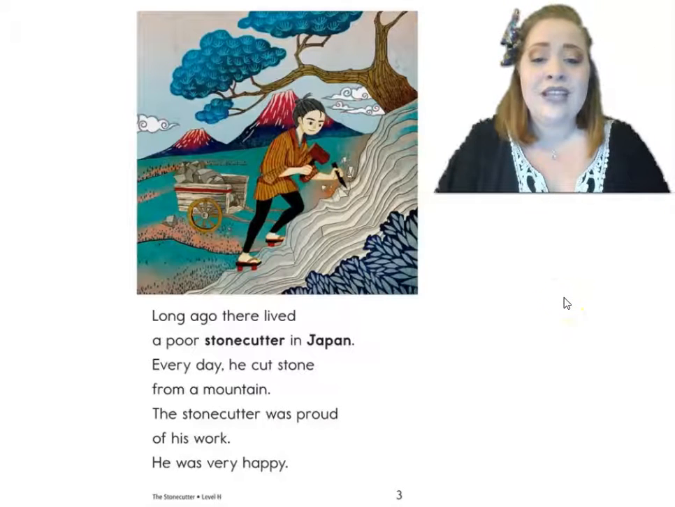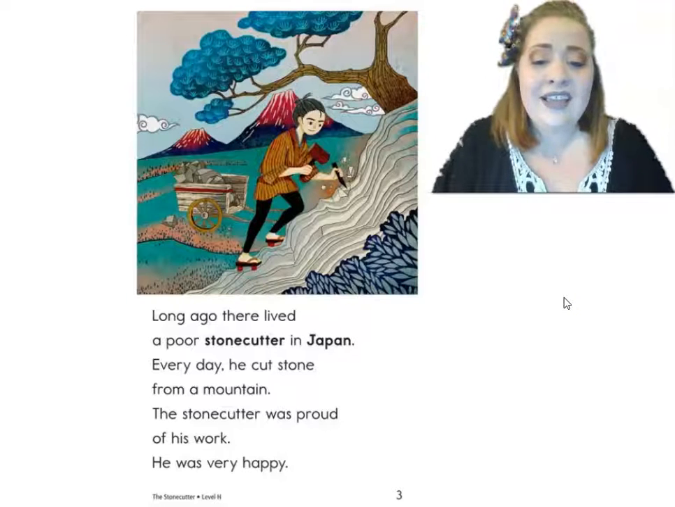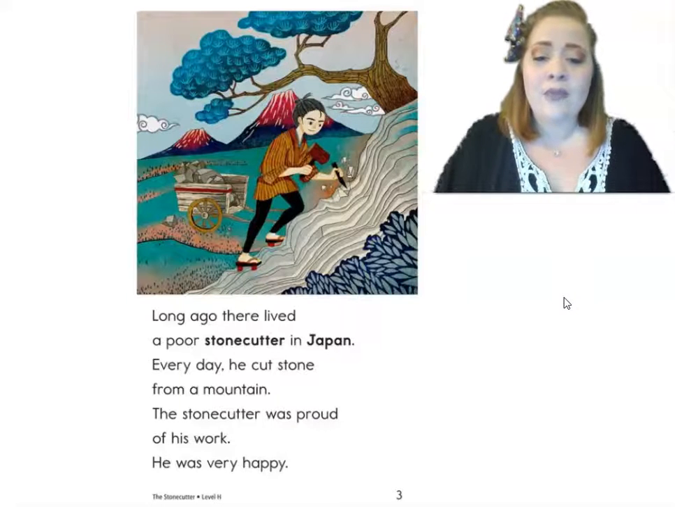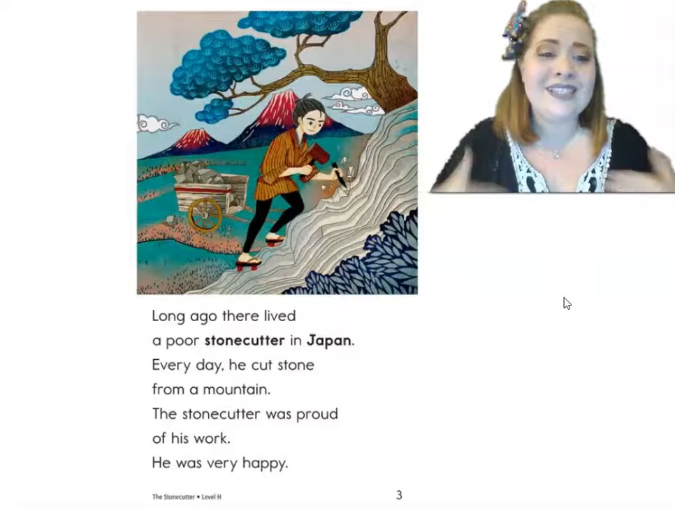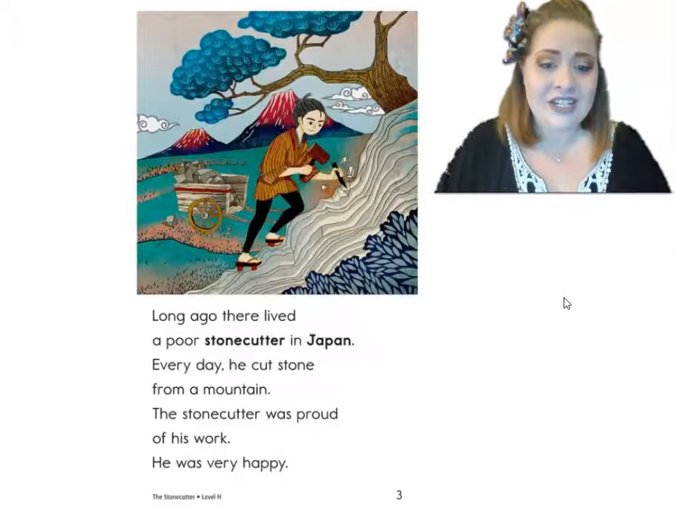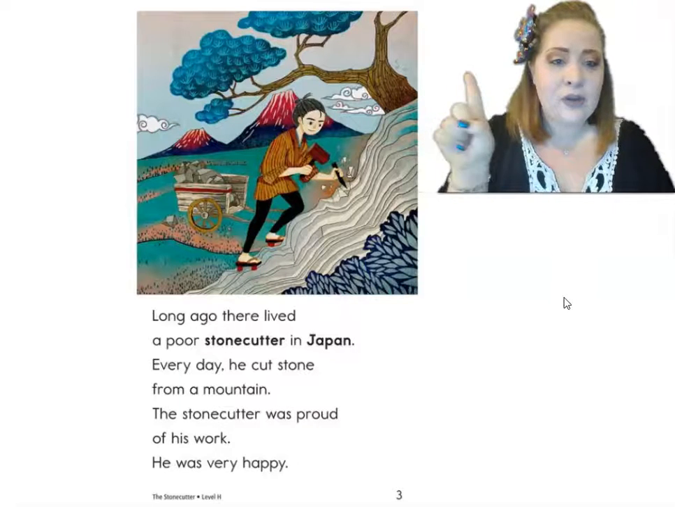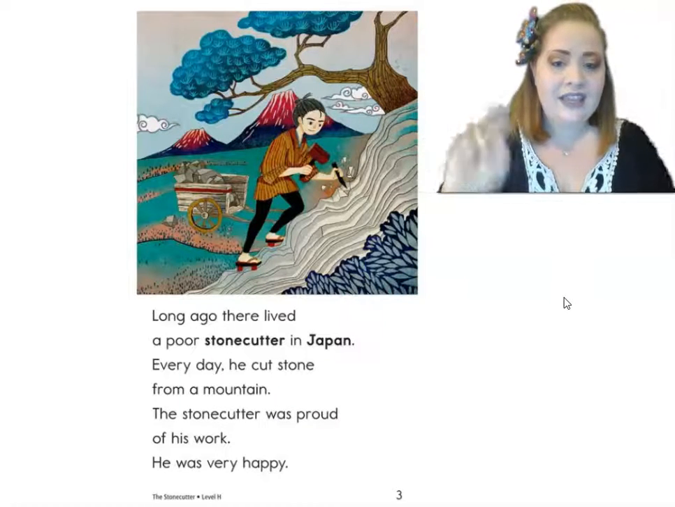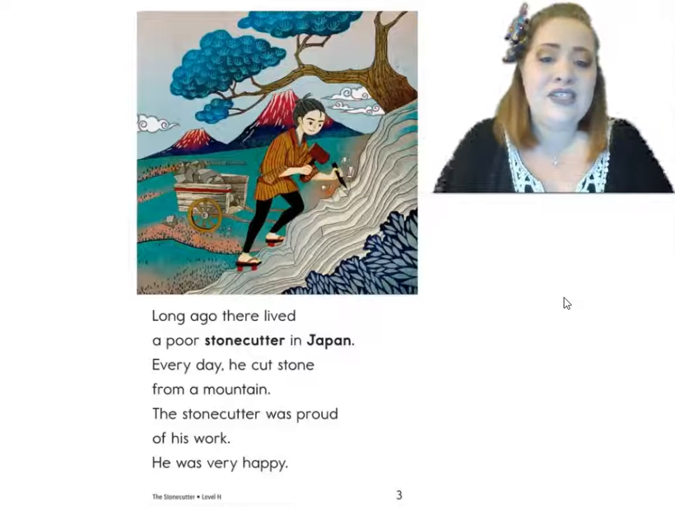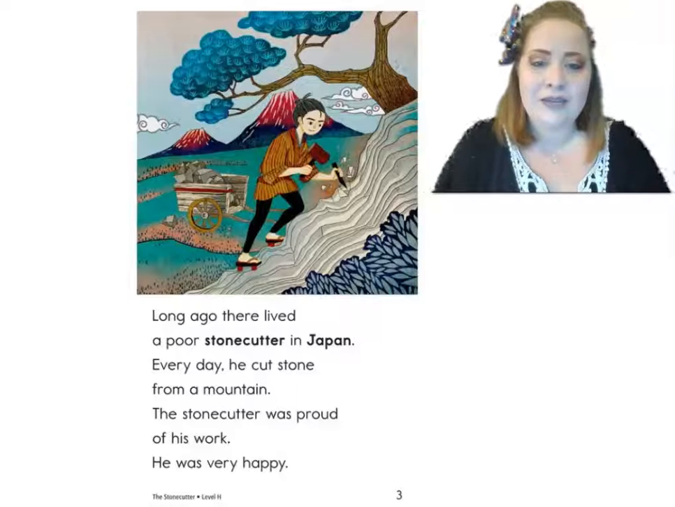Long ago, there lived a poor stonecutter in Japan. Every day, he cut stone from a mountain. The stonecutter was proud of his work. He was happy. That was a lot of information to digest. Did you see our two vocabulary words in there? We have stonecutter and Japan. And if you look at the picture, you can see the stonecutter. He's very proud. Let's turn the page and keep reading.